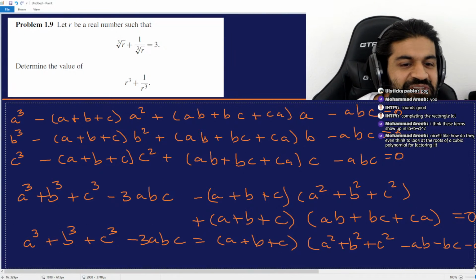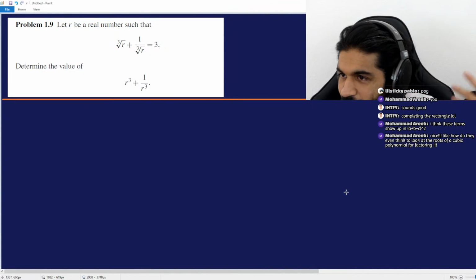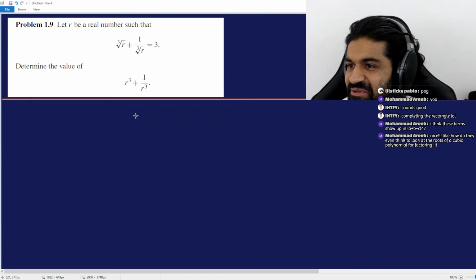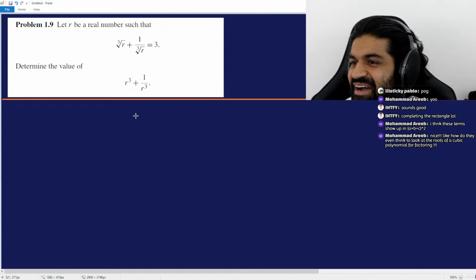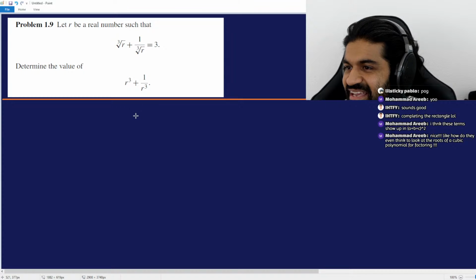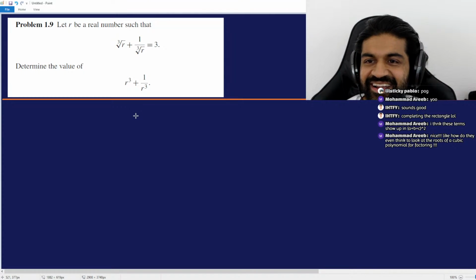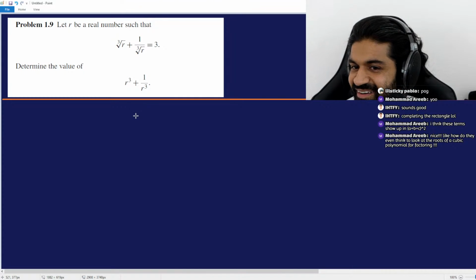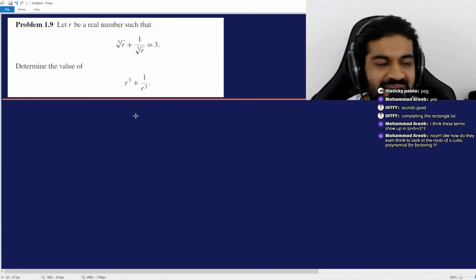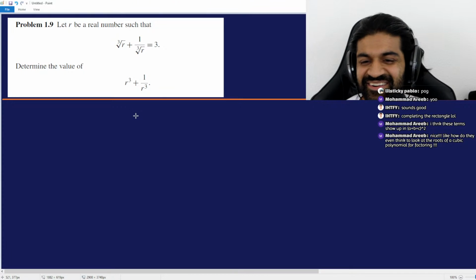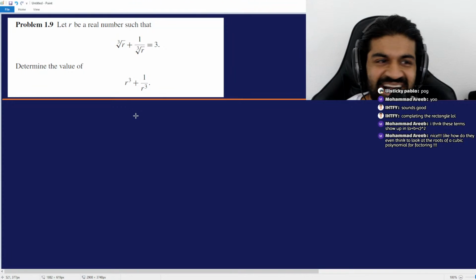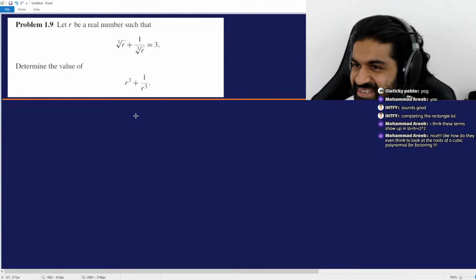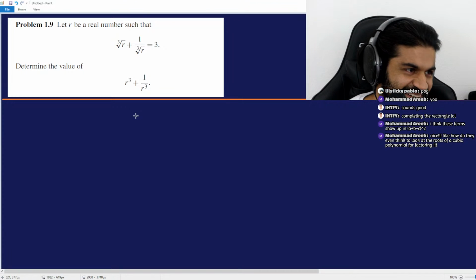So I would like to use this factorization to solve some tricky problems. Nice. So Mohammed says, nice. Like, how do they even think to look at the roots of a cubic polynomial for factoring? I think this identity has been around for like hundreds of years. I think people used to just sit in their rooms playing with polynomials. No lie. There's so many interesting identities involving polynomials.